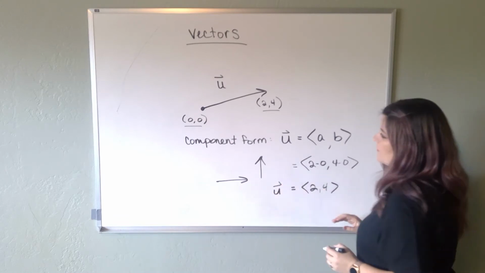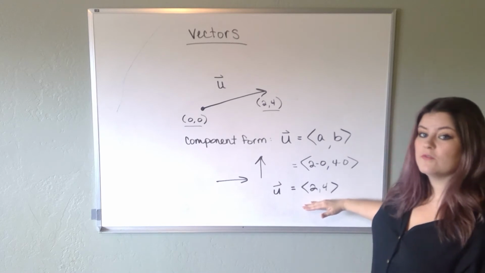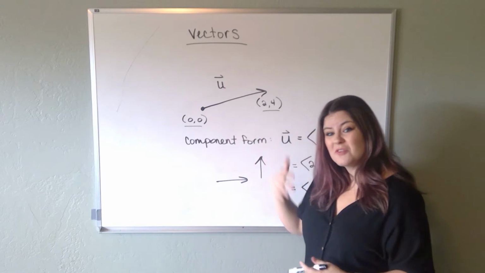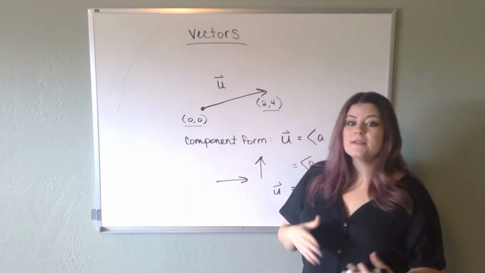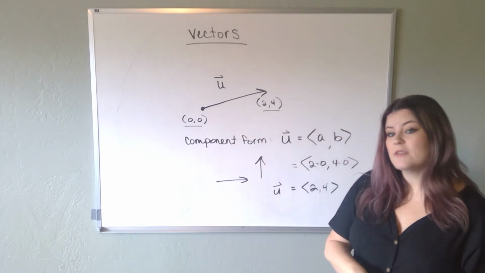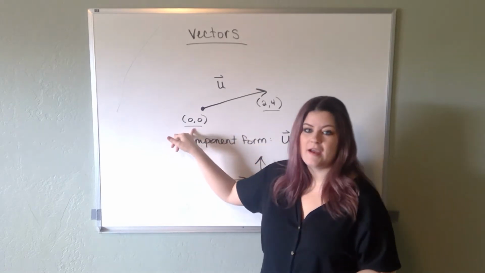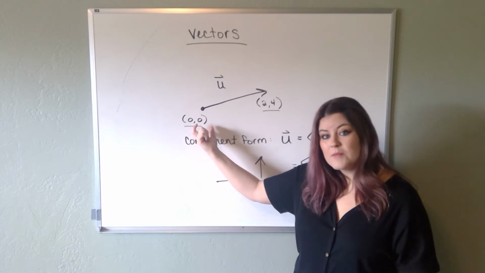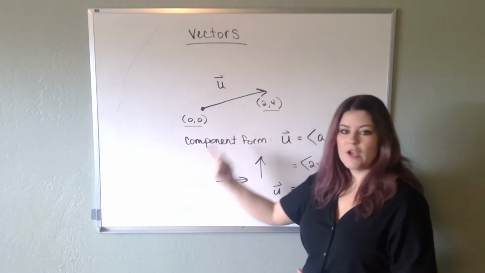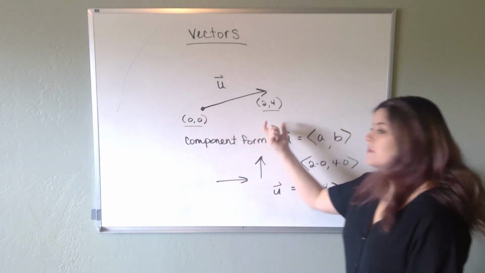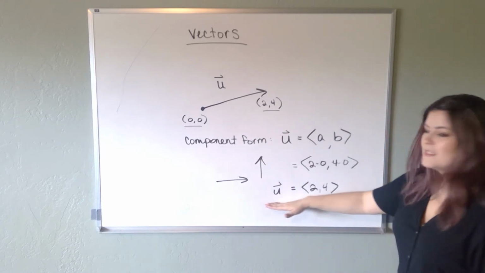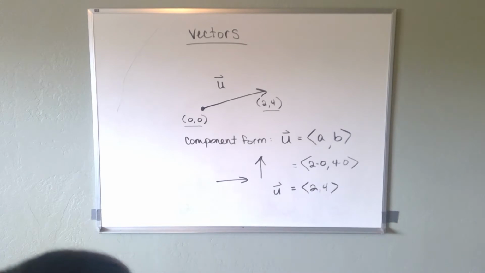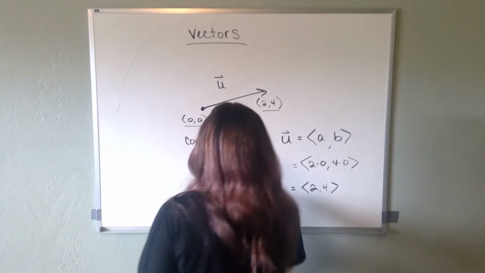Now, notice on this vector, our component form, 2, 4, these are the same values as your terminal point, 2, 4. That doesn't always happen. The reason it happened on this question is because we started at 0, 0. Think about it. If these had been other numbers other than 0, when we subtracted, we would have gotten a different value than 2, 4. But on this easy example, we get this 2, 4. So let's do another one.